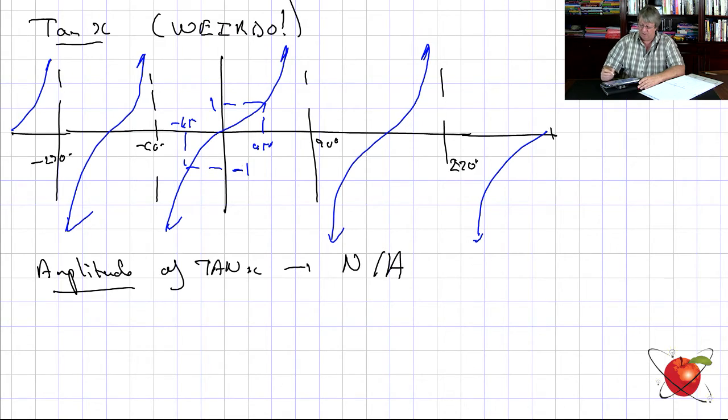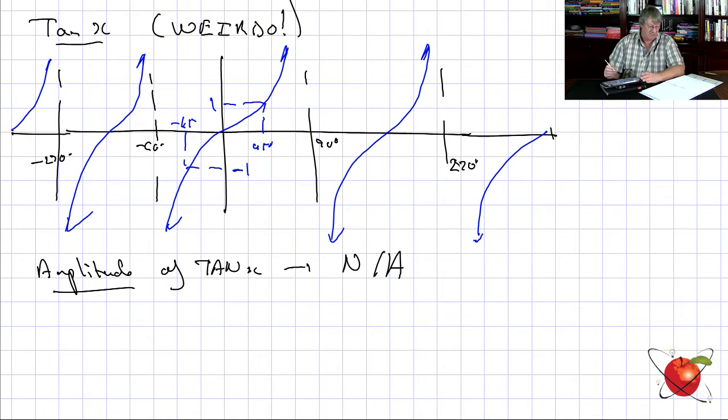Not applicable, because it goes off to whatever. It doesn't have one. So we don't talk about the amplitude of a tan graph because it doesn't exist, obviously, because it doesn't repeat itself the same way as sine. You think of a sine and a cos like a wave in water, like in the sea, right? Tan is, like I say, weirdo deluxe, right? Amplitude not applicable.